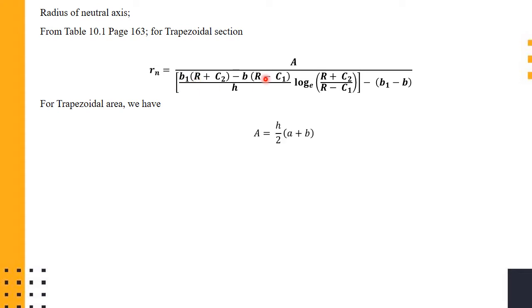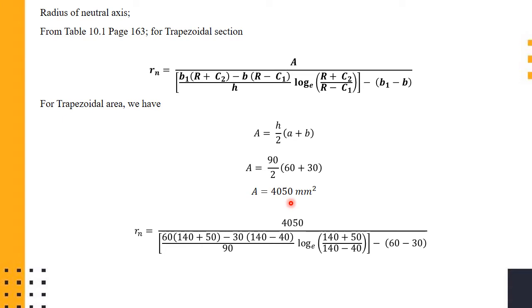First, we also don't know the cross-sectional area, and this is the general formula for the area of a trapezoidal cross-section, that is h by 2 into a plus b. A is one side and b is another side. Or else you can write b plus b1 also, no issues. One side plus another side multiplied by h by 2 will give you the area. So the area you can calculate like this.